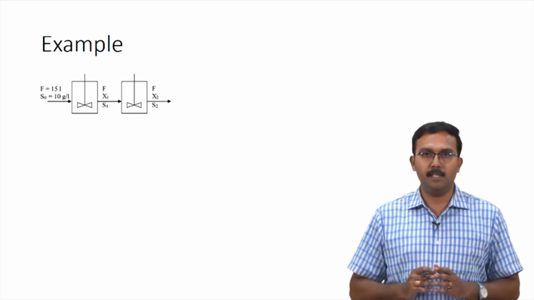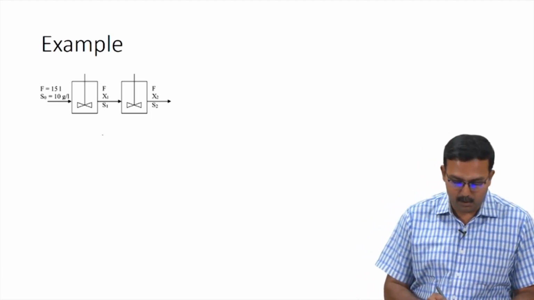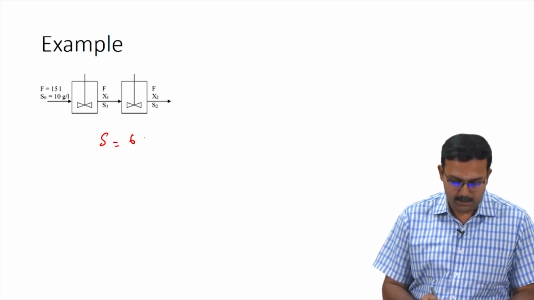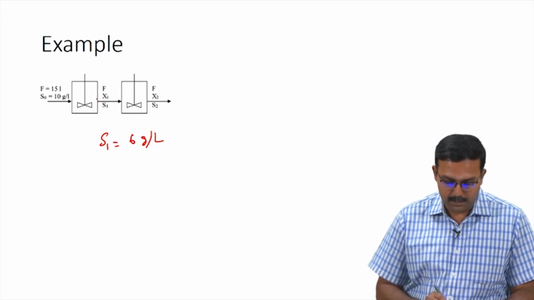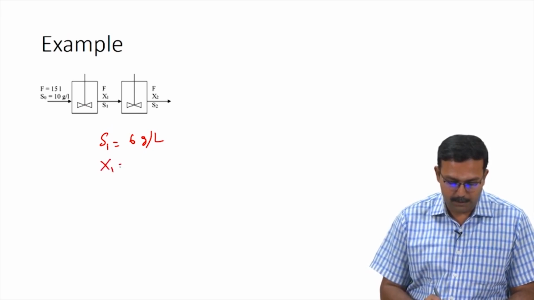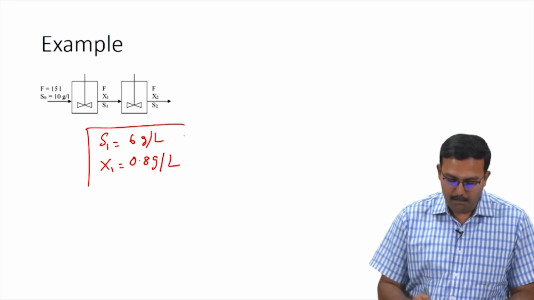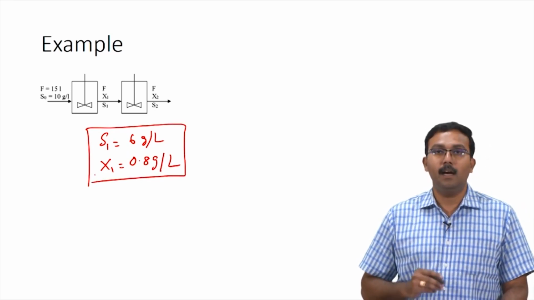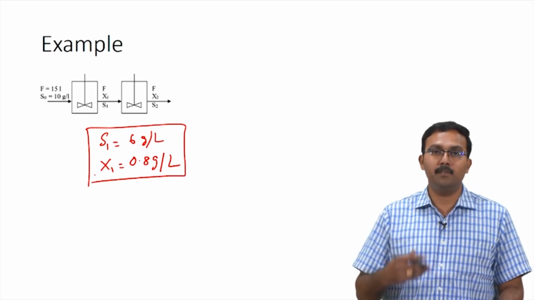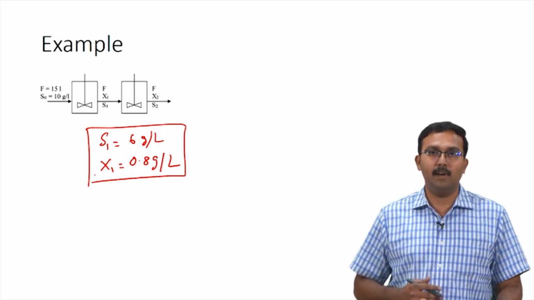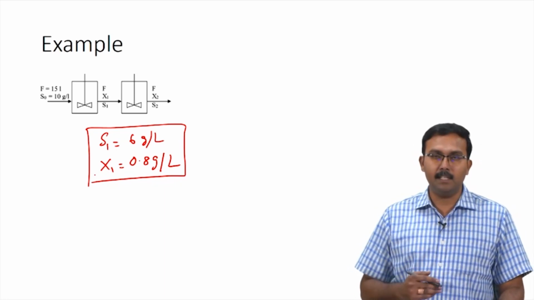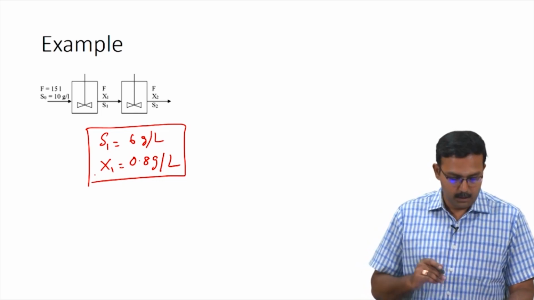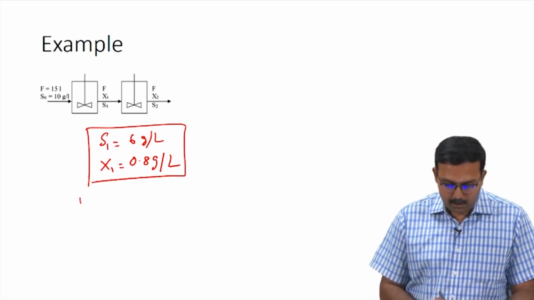If you were to perform these calculations, you would get the value of S as 6 grams per liter, which is the S1 leaving the first reactor, and your X1 would be 0.8 grams per liter. I am not going to perform these calculations here. I expect you to perform whatever we have done till now and verify if you are able to get the same values. Now, let us write the balance equations for the second system, reactor 2.